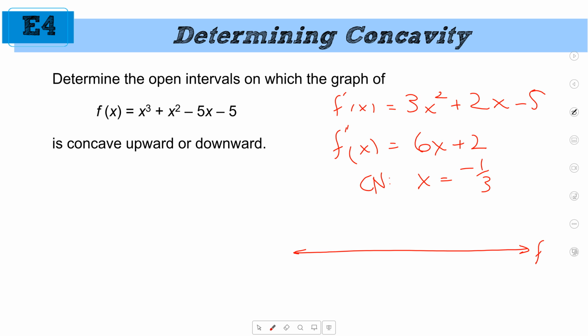Just like we did with the first derivative, we're going to put it on a second derivative number line. Test some values. What's to the left of negative 1/3? I don't know, let's go negative 10. That would be negative. No arrows this time. Now we're just going to do concave down. Put in 0, positive. Concave up. Tells you the shape of the curve.